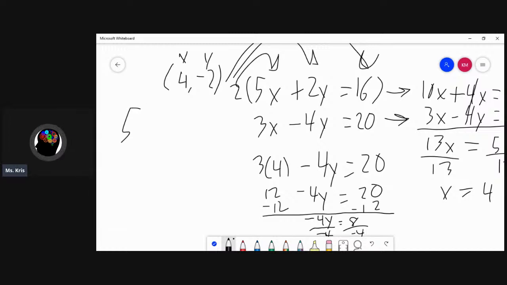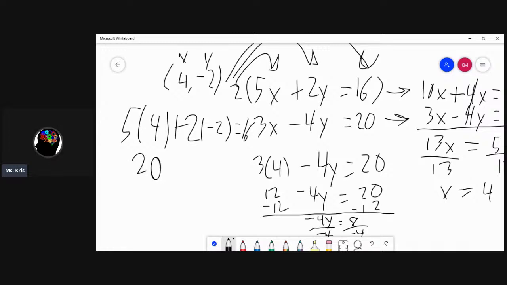How can I be sure? Well, 5 times 4 plus 2 times negative 2, that equals 16. 5 times 4, that's 20. 2 times a negative 2, that's a minus 4. And that equals 16. Therefore, 16 equals 16. That checks out.